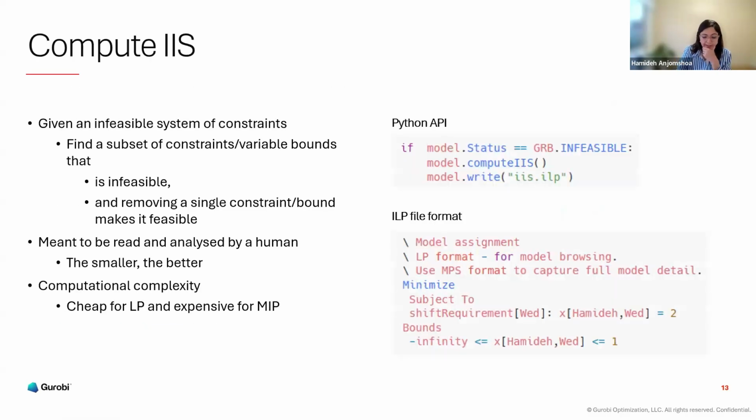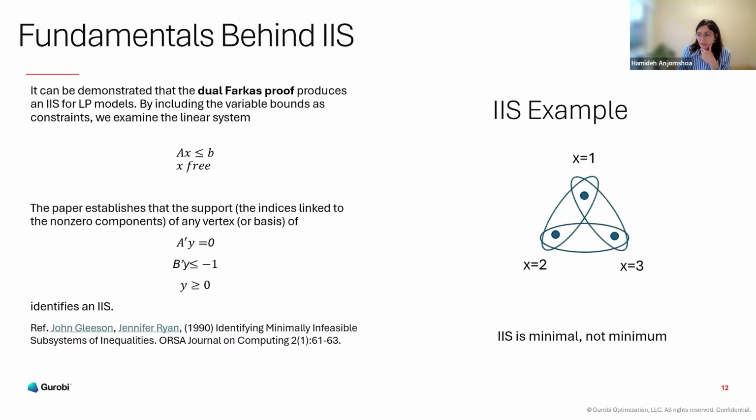Okay, what you might ask is, what do we do for MIP? Unlike LP, where the IIS is tied to a clean dual certificate, for MIPs in Gurobi we use heuristic filtering, deletion, and addition to find a minimal infeasible subset. Not necessarily all of them, since a MIP can have multiple IIS and enumerating all is combinatorially intractable, which in optimization we call NP-hard.